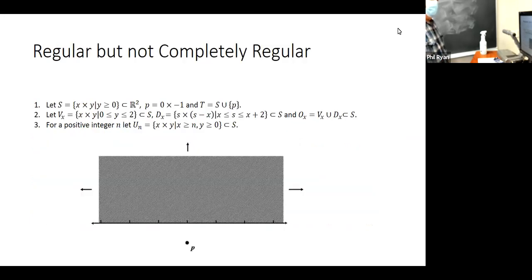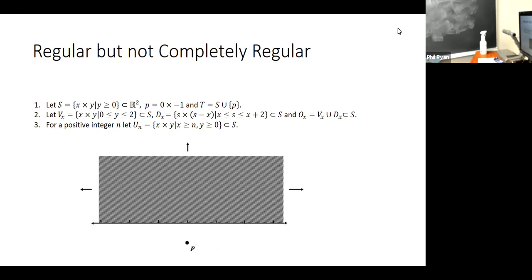So here is this example of regular but not completely regular, which I started going through, but it's just so complicated and involved and contrived. So let S just be the upper half plane of the real plane. Let P be the point (0, -1), and our space, which is regular but not completely regular, is T, which is this half plane union with that point.